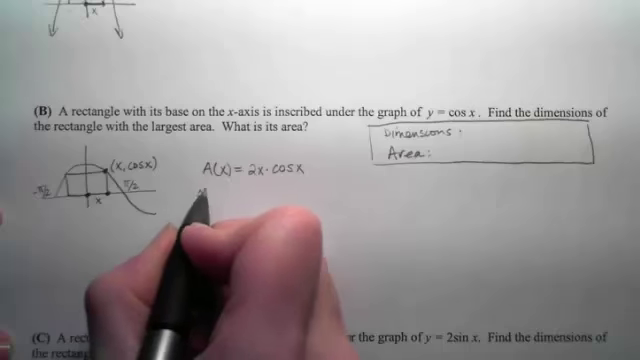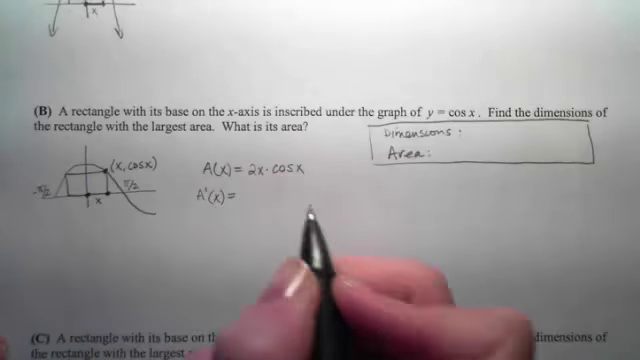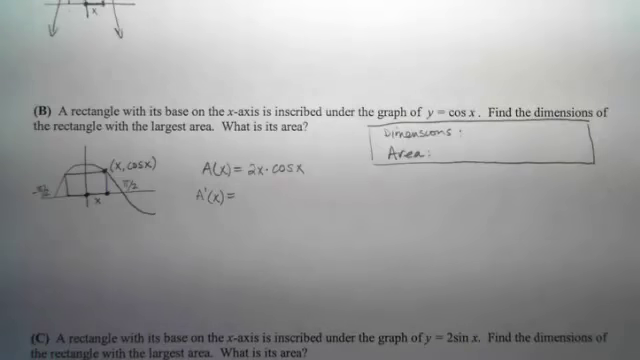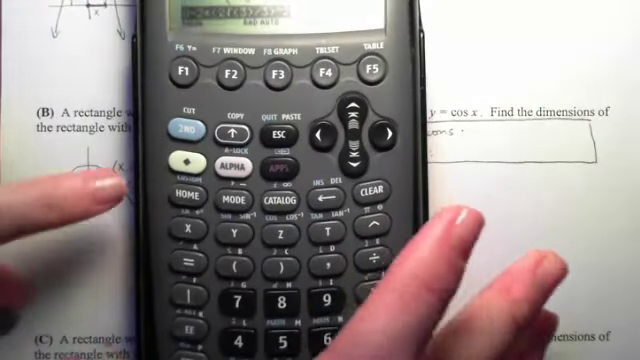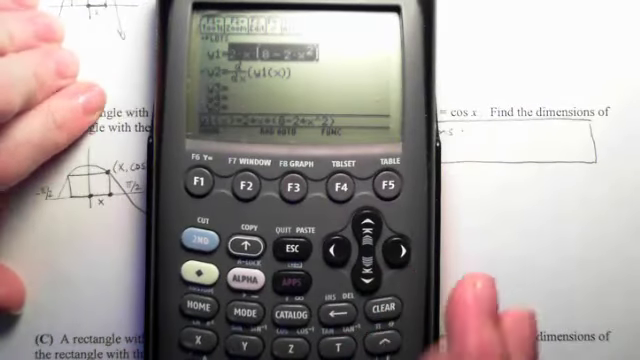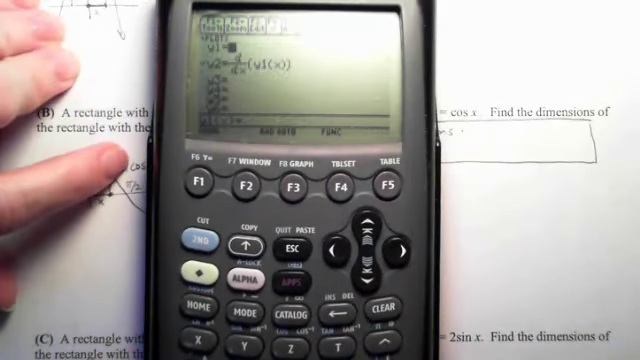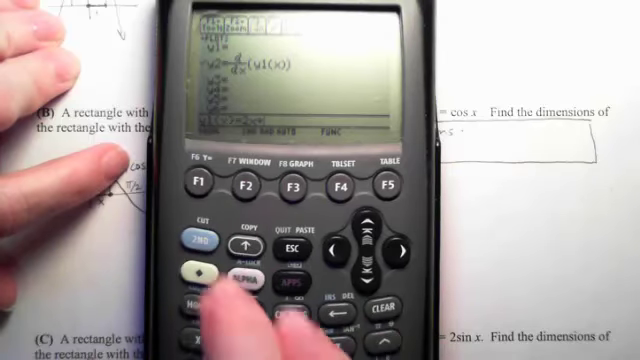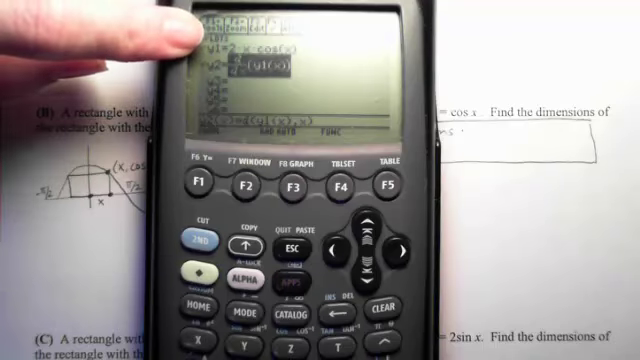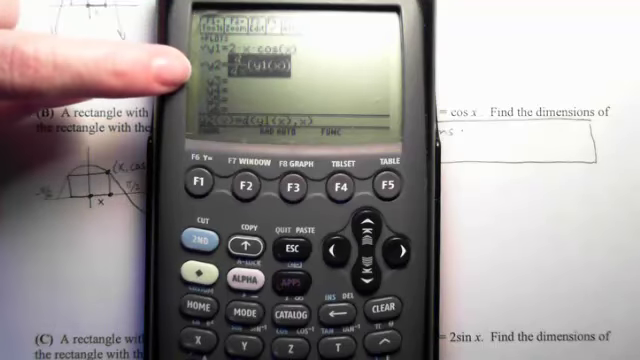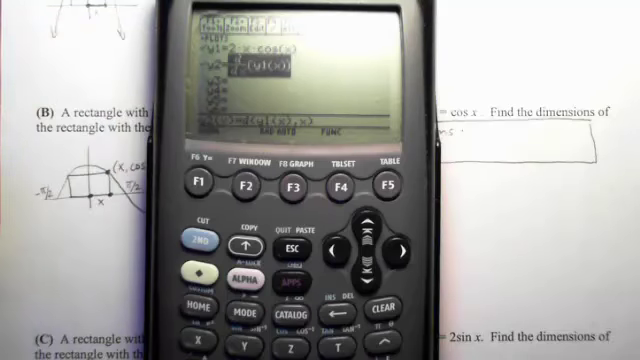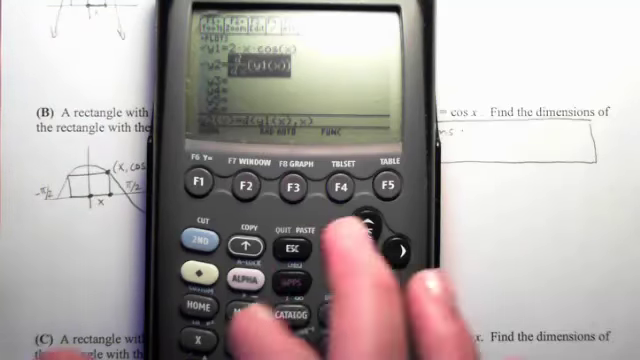If I want to take the derivative now, since I have a calculator and this is a multiple choice problem, I can do it on my calculator. So again, I'm going to go to my y editor, and I'm going to clear out what's in there and put in my new function, which is 2x times the cosine of x. Now I've got my first function, which is the area. I've got my derivative in y2. I need to know when that derivative equals 0. So I'm going to show you how to do the other version on this one.